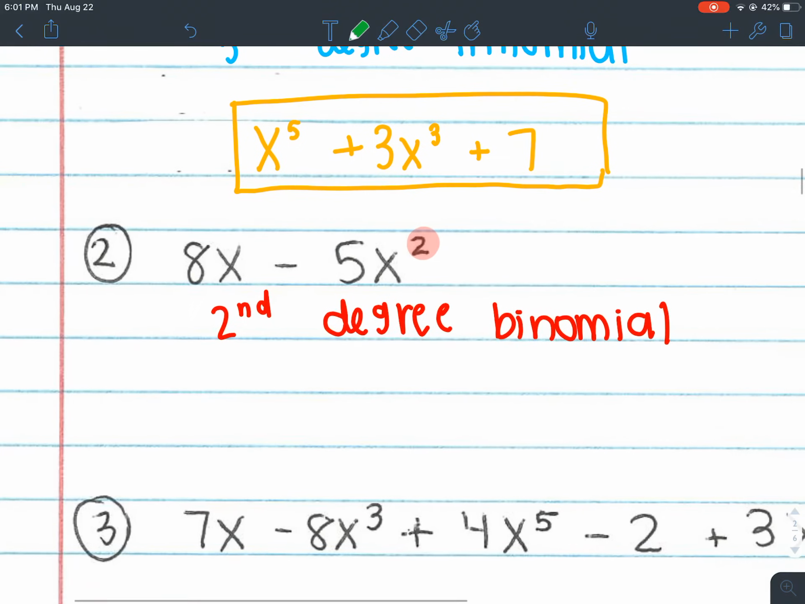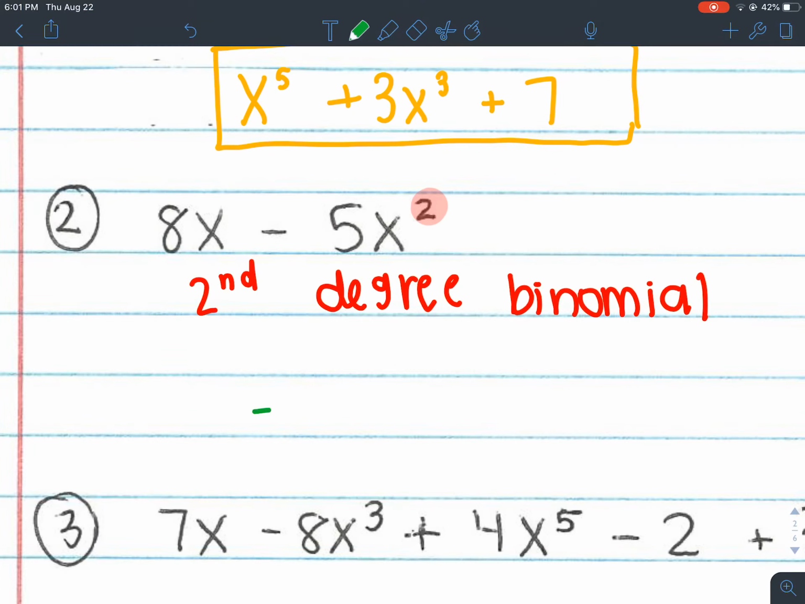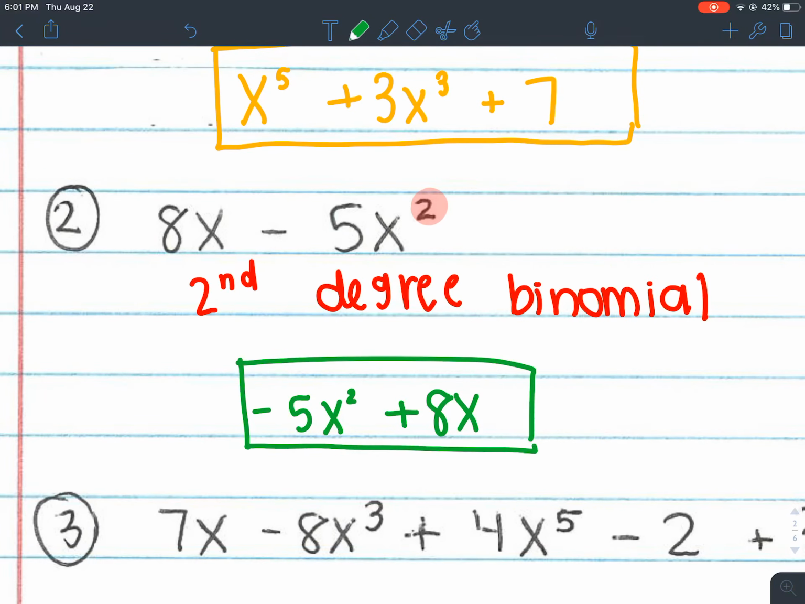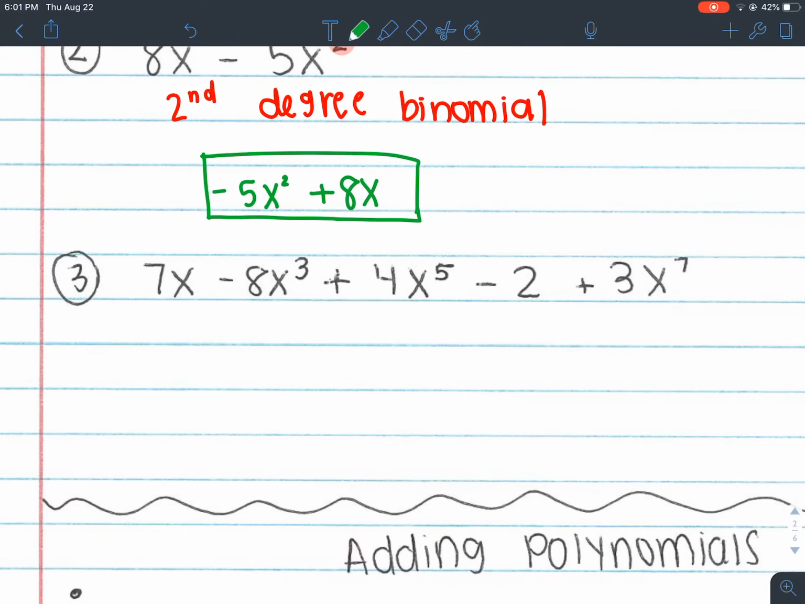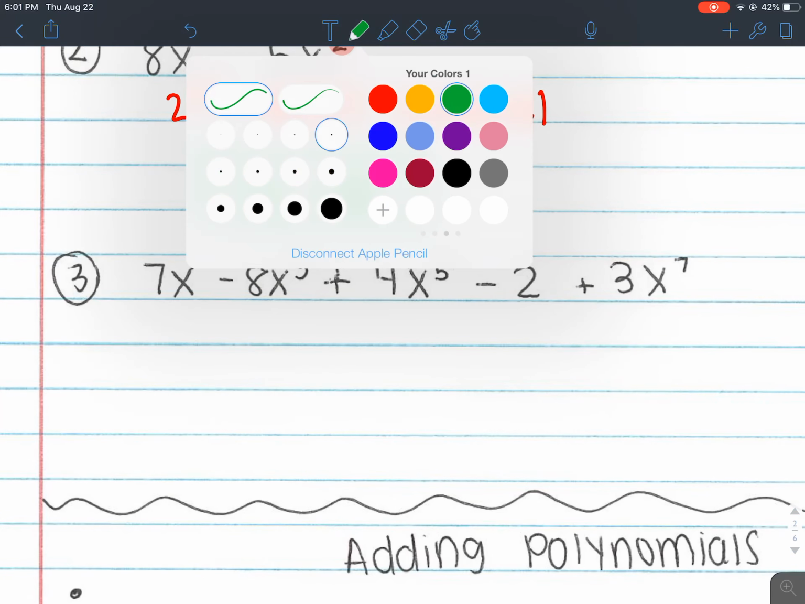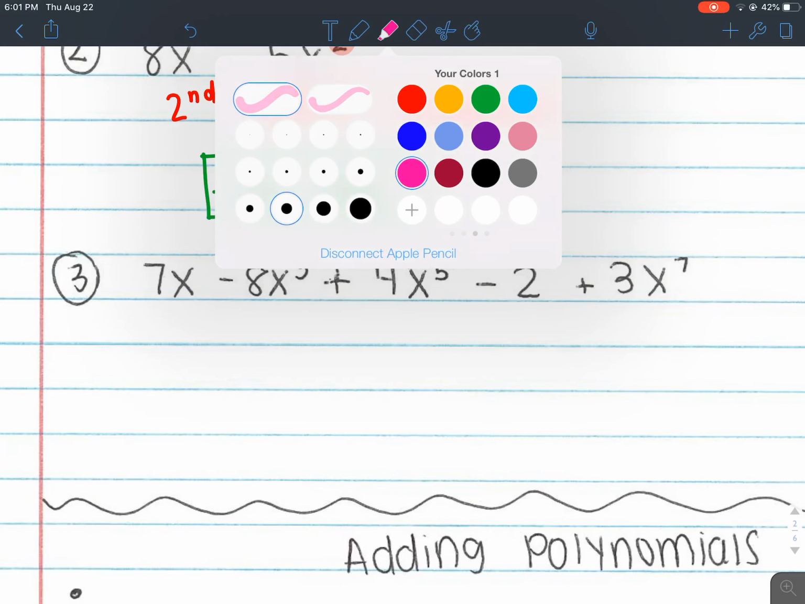We're going to reorder this. So we're going to start with our highest degree, which is going to be the negative 5x squared. So make sure you bring the sign in front of it. And then we have plus 8x. Only 2 terms there. All right, number 3, our largest degree here is what?